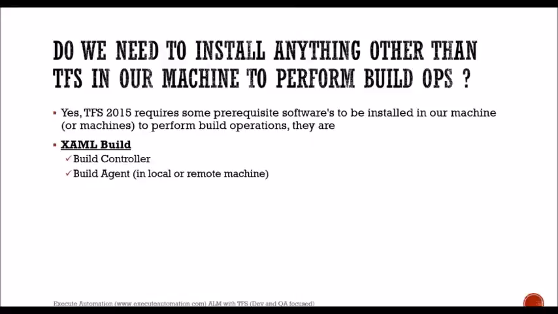So this is how you can do it. If you have a build controller, you will have a set of build agents, and that agent can be on a local machine or on remote machines, and it has to be registered with only one controller. So you cannot use that same agent which is already registered with some other controller to perform an operation. Of course, it cannot be done. So that is for the XAML environment.